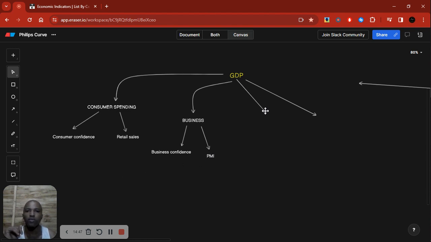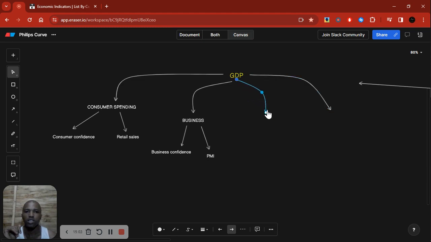And then another component that we're going to look at here, the third component, is government. We're also going to pay attention to government spending, because that also feeds into GDP in the long run.